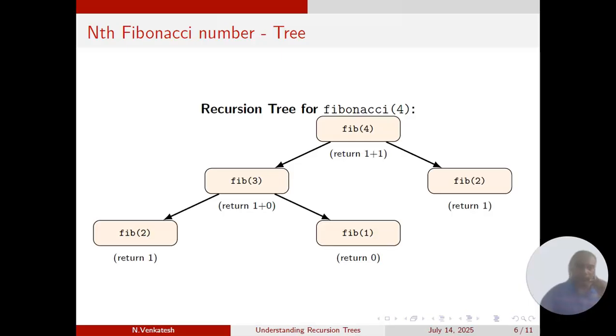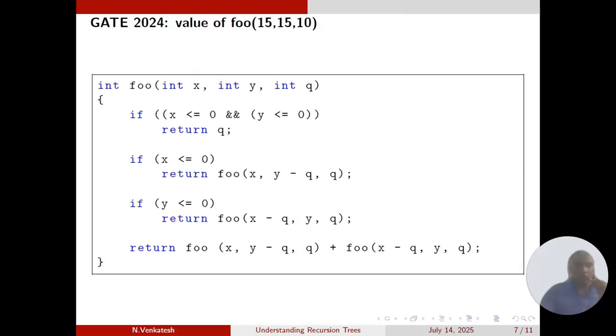This is how one can find out the value returned by Fibonacci of 4 by using a recursion tree. So let us consider another example which was asked in GATE 2024. So we have a function called foo which takes 3 arguments x, y, q.